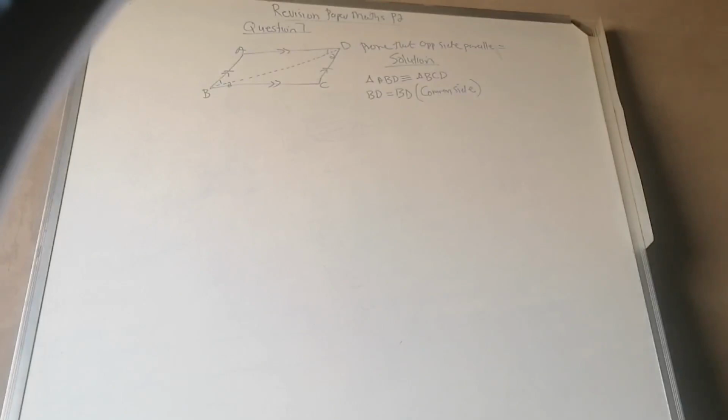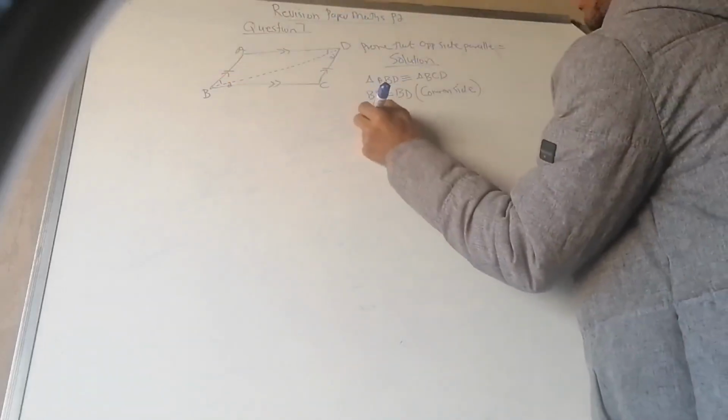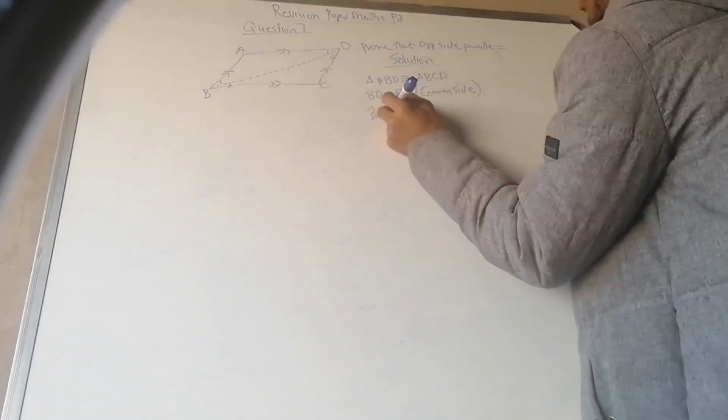If that is true, angle A must be equal to angle C. If I say that angle A equals angle C, by just looking into that, the triangle is happy.